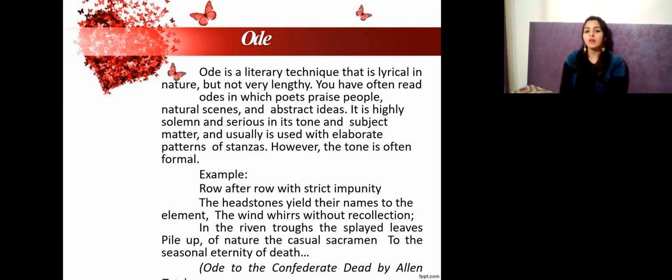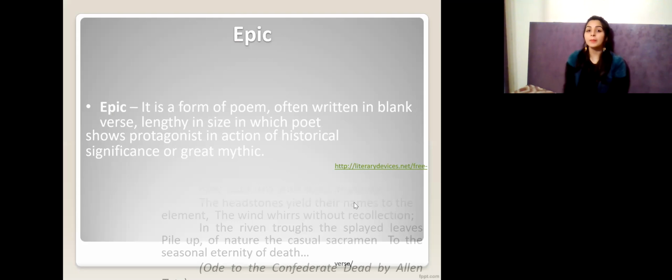For example: Row after row with strict impunity, the headstones yield the names to the element. The winds whirs without recollection. In the river throws the splayed leaves. Pile up of nature the casual sarcasm to the seasonal eternity of death. It's a very serious tone. Just remember, even though there is praising or just describing something in this poem, it has a serious tone.